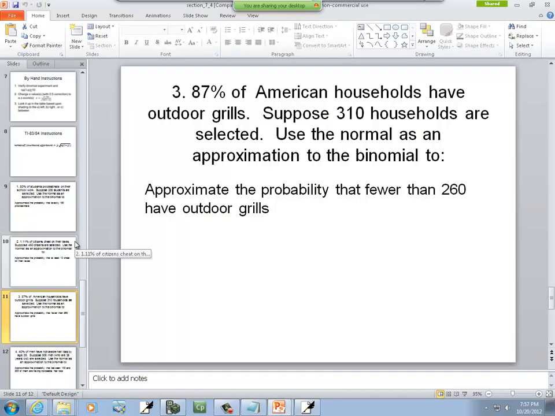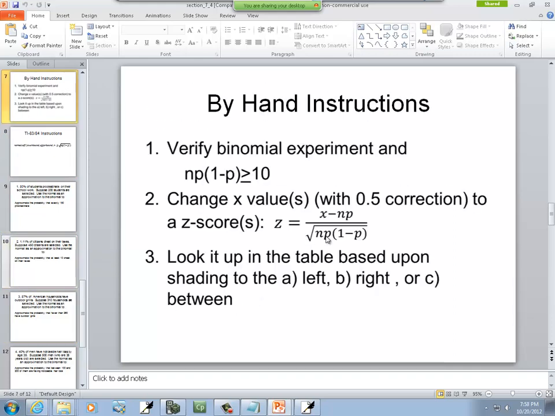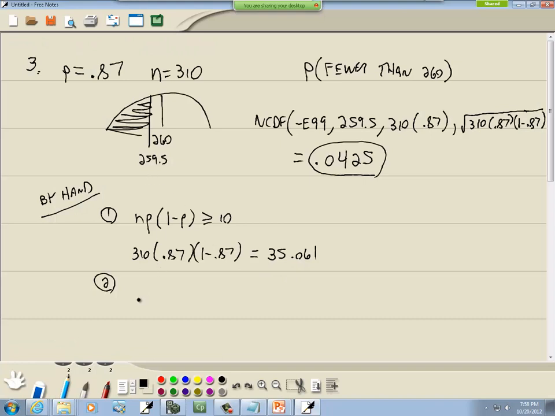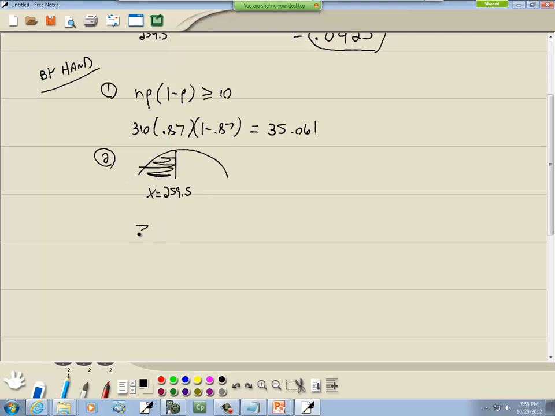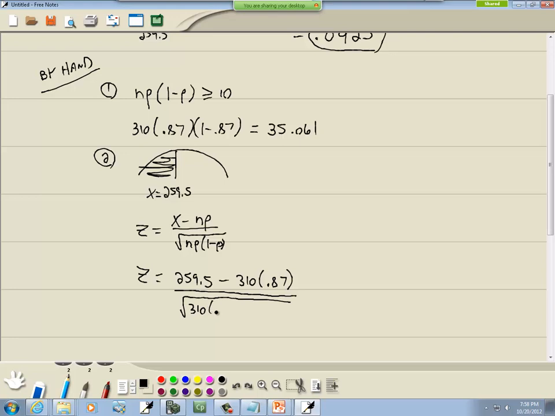Okay, step 2. Where am I at? Right here. Change the x value with correction to a z-score. Well, with the correction, we're looking for 259.5 shaded to the left, and this is an x value. So we need to change that to a z-score. So we got z is equal to x minus n times p over the square root of n times p times 1 minus p. So we got x, which is 259.5, minus n, which was 310 times 0.87, over the square root of 310 times 0.87 times 1 minus 0.87.